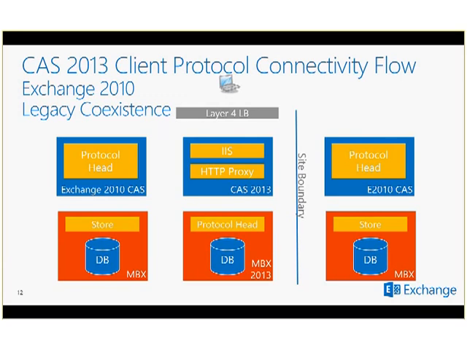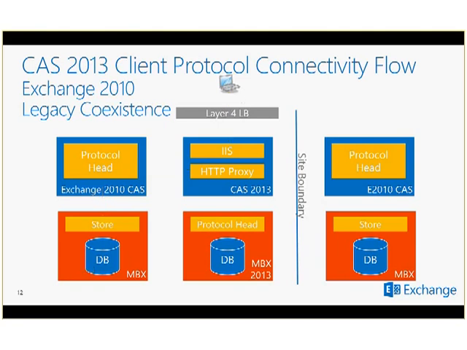So we've got 2013 down the middle, 2010 off to the left in the same AD site, and also 2010 off to the right in a different Active Directory site. So let's do the same thing. Client connection comes in, we hit our layer 4 load balancer, we hit IIS on the CAS 2013, and in this case, we'll then hit HTTP proxy and hit the protocol head on 2010 CAS. We will not go directly CAS 2013 to Mailbox 2010. That is not allowed. We must go through CAS 2010 first. And then, because this is what it's always used, CAS 2010 uses RPC to connect to store on the 2010 mailbox server. Okay, not too much different there, kind of what you'd expect.